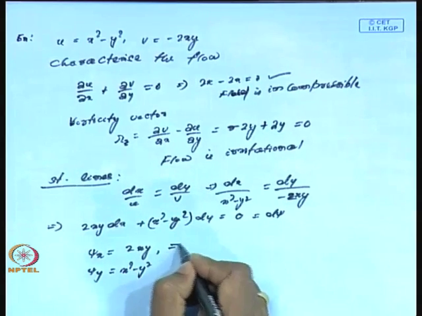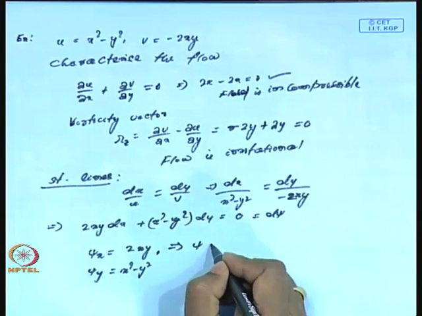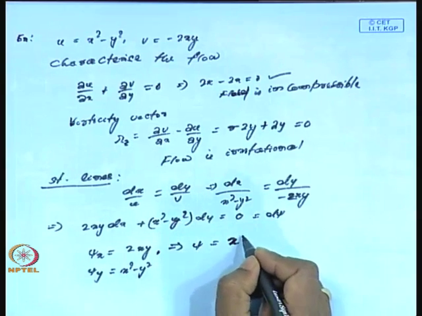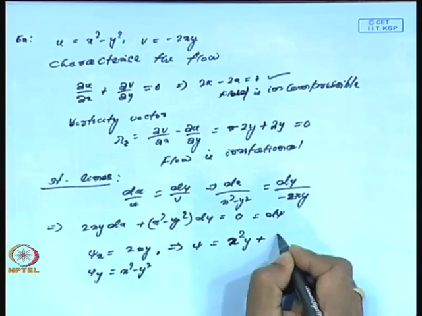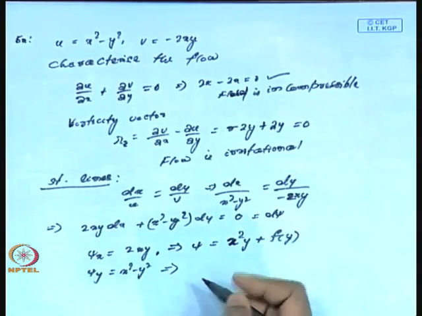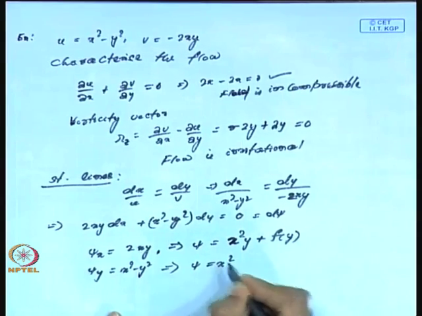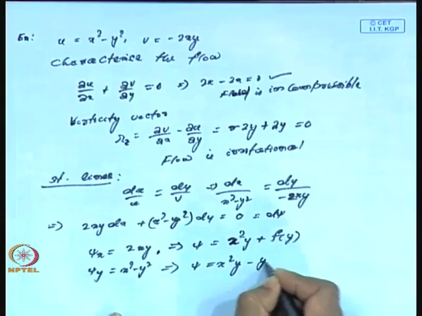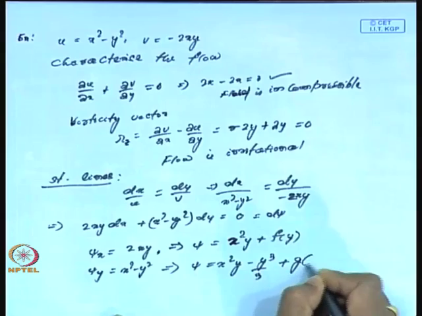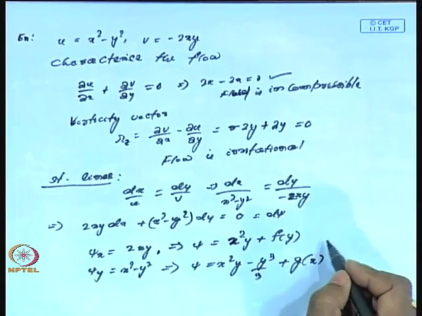If psi x is 2xy, then psi is x square y plus f of y, where f is an arbitrary function. On the other hand, if psi y is x square minus y square, then my psi is x square y minus y cube by 3 plus another function of x, because this is a derivative with respect to y. So now we compare a and b.